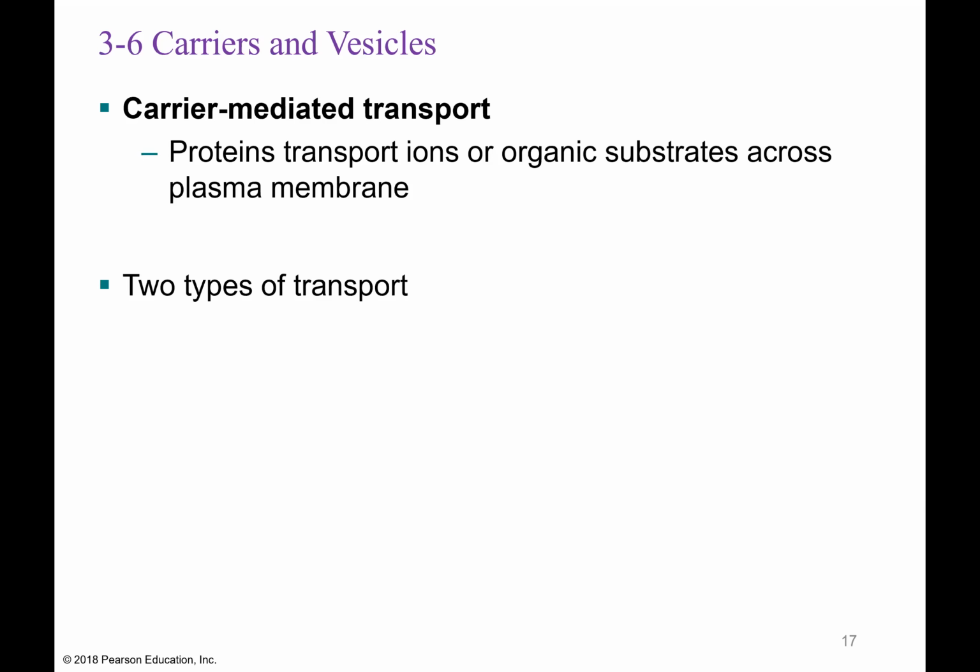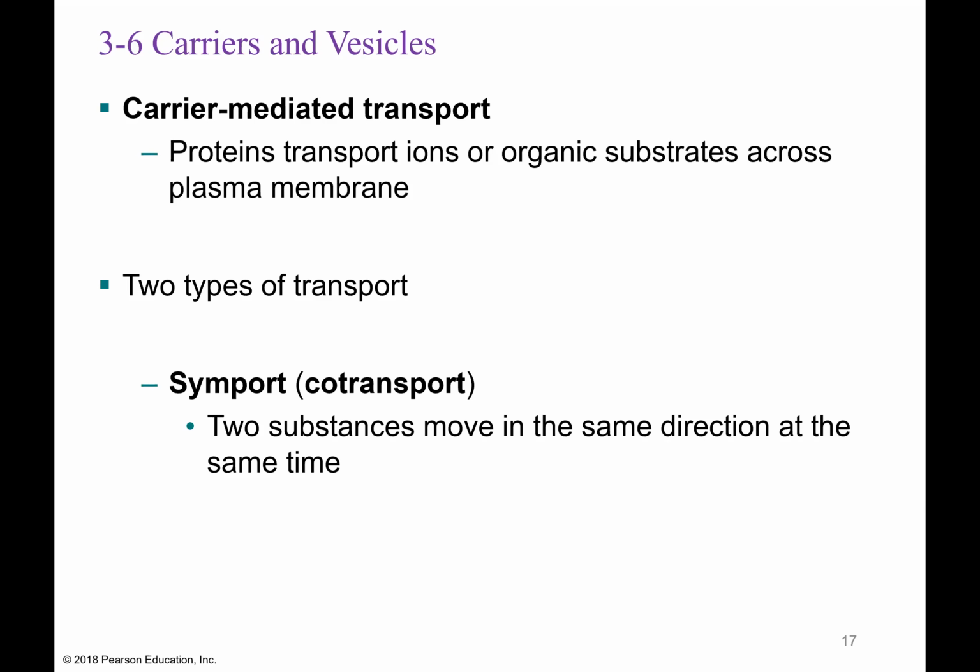Okay, two main types of transport. For carrier-mediated transport, you have symport or co-transport. They mean the same thing. And this is when you have two substances that move in the same direction at the same time. So, for example, if a positive ion moves across the membrane, a negative ion will follow it. They're attracted to each other, so they move across the membrane in the same direction together. So co-transport.